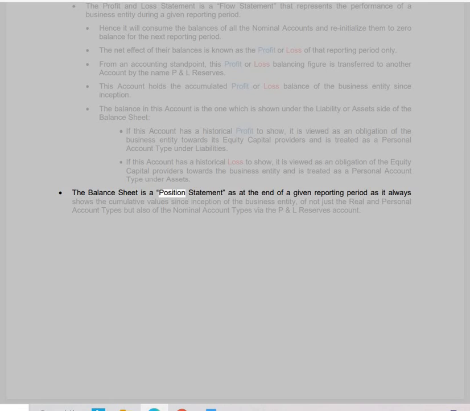The balance sheet is a position statement as at the end of a given reporting period, as it always shows the cumulative values since inception of the business entity, of not just the real and personal account types, but also of the nominal account types via the P&L reserves account.